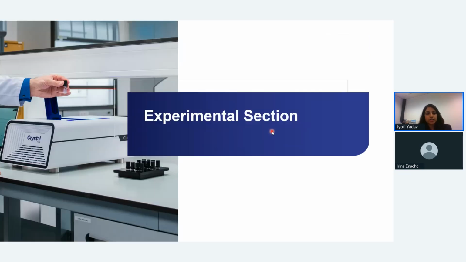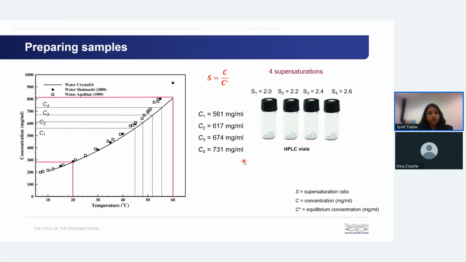Coming to the experimental section, before going to the software, I will tell you how to prepare the samples for induction time measurement. We prepare 4 samples of different supersaturations, and these supersaturations can be any values. And to calculate these supersaturations, we use this formula, which is C upon C star.